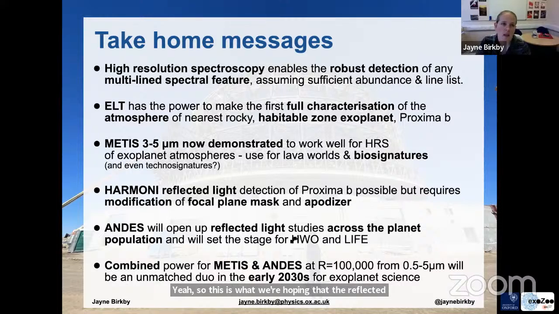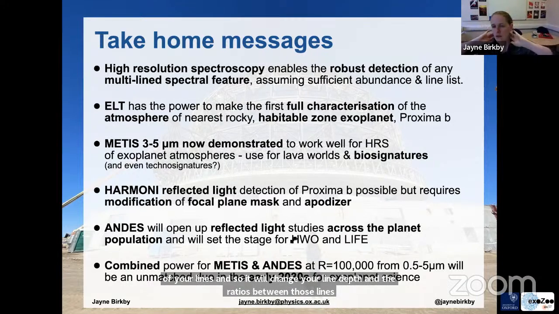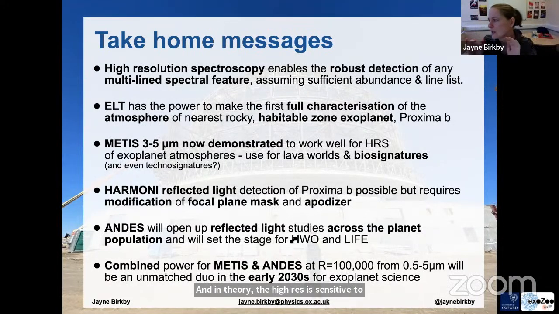So this is what we're hoping that the reflected light work will do with the high resolution. In theory, if you have a cloud deck that cuts off the bottom of your lines, it will change your line depth and the ratios between those lines, and in theory the high res is sensitive to that. So when we go looking at the reflected light, we can include the clouds in the model and generate the spectra. So we can actually use that as a parameter in the fitting that we do with the modeling.